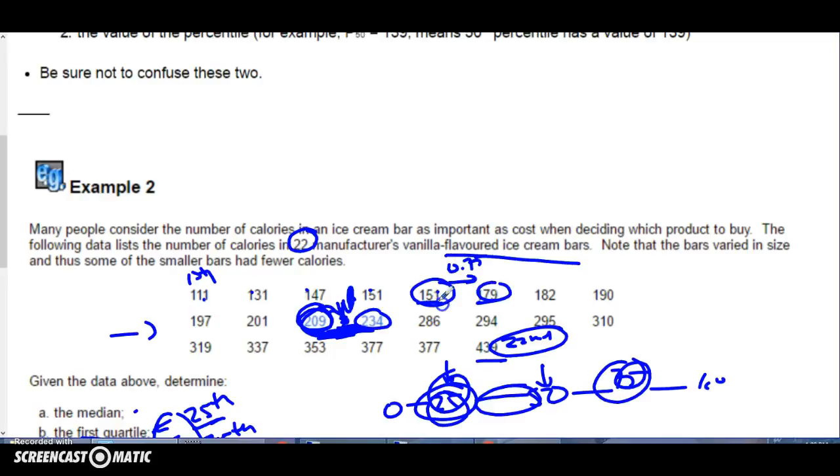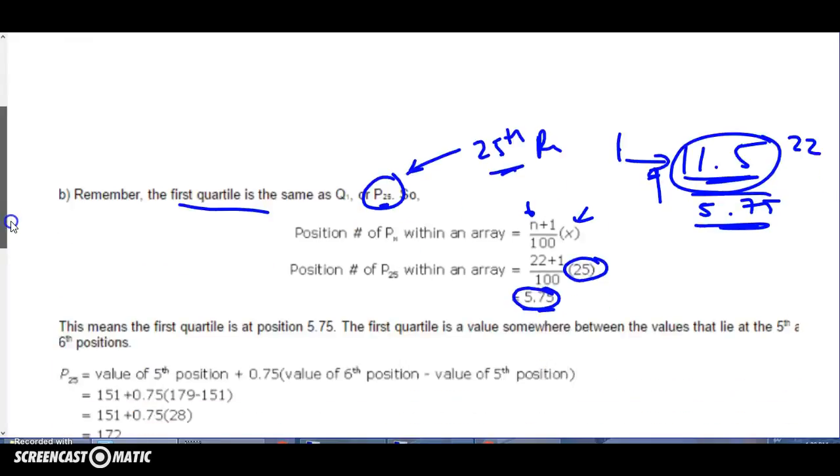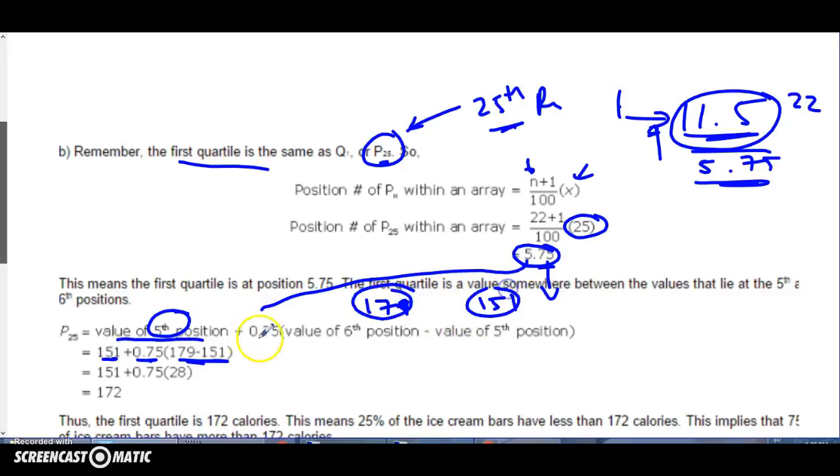So 179 and 151 were my two calorie amounts. When I start to work this out, I go to the fifth position, so I'm at 5 and 3/4 of the way to the sixth position. The fifth position is 151, and I'm 3/4 of the way between 151 and 179. So I take 179, which was the sixth most caloric bar, and 151, which is the fifth most caloric bar. The difference between the two is 28 calories, and I'm 3/4 of the way there. So 0.75 times 28 will get me this here. And you do the same thing with the rest of them.